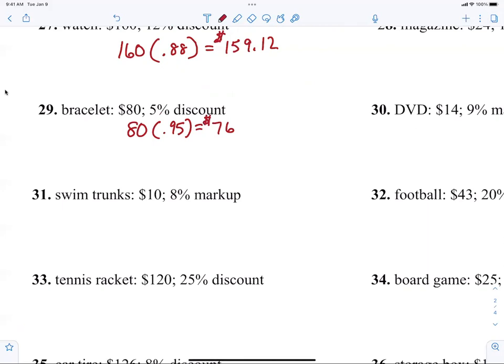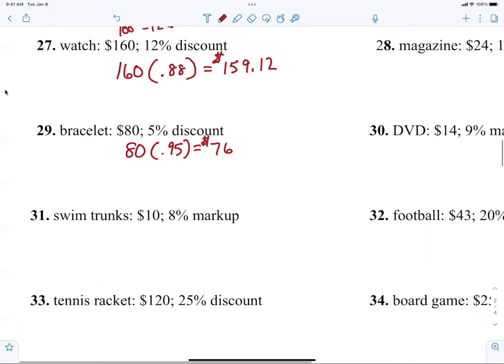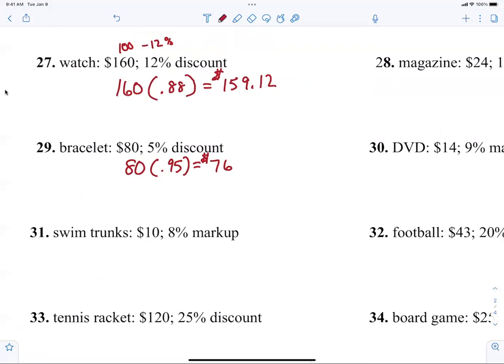I have a question on the one before that. Okay, what? I got $140. Did you multiply 160 times? Oh, yeah, I got $140. Yeah. Okay, Addison, come on, go back to, oh yeah, that was not good. Addison, go back to redo your 27, 160 times 0.88.